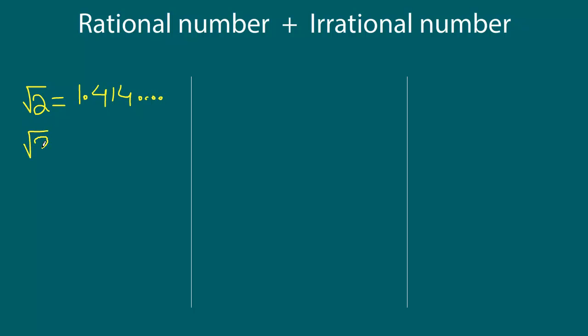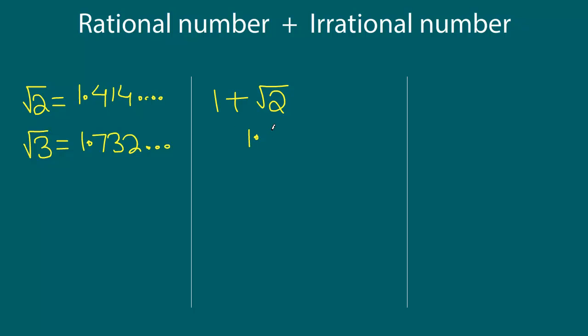Similarly, if we were to find out square root 3, we will see it is 1.732, and it goes on and on like this. Now we are trying to find out the result of a rational number and an irrational number. So let's say what happens when we add the number 1 to square root 2. Let's find out. This is a rational number, this is an irrational number. So when we add, let's write the decimal expansion of square root 2, which is this.